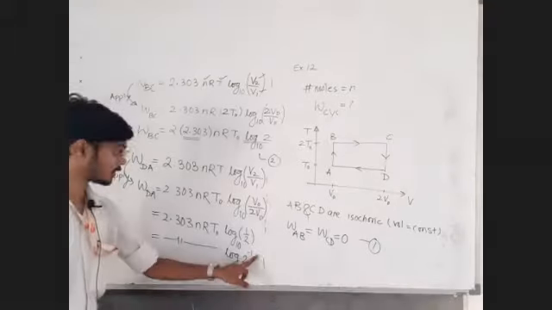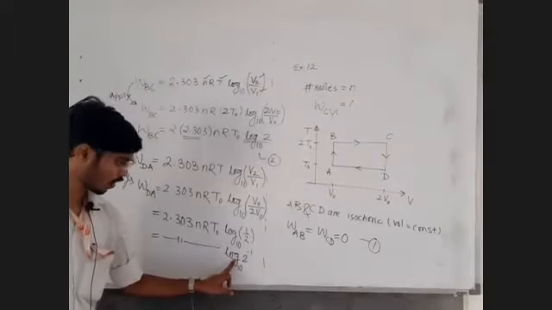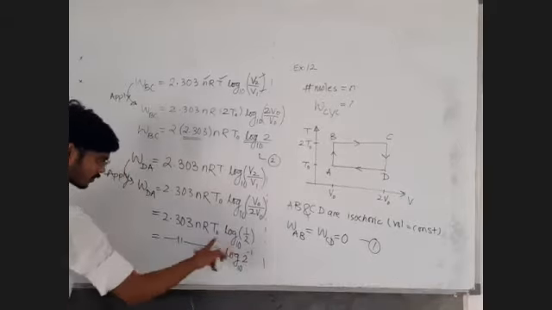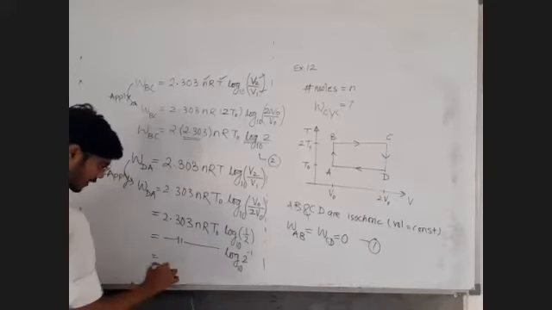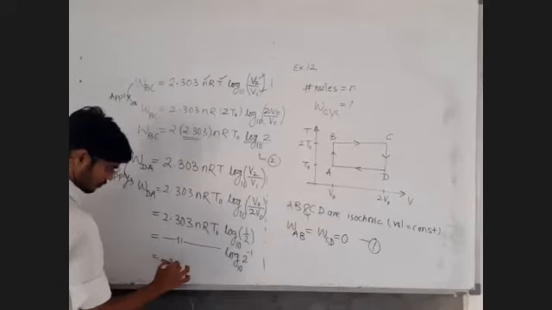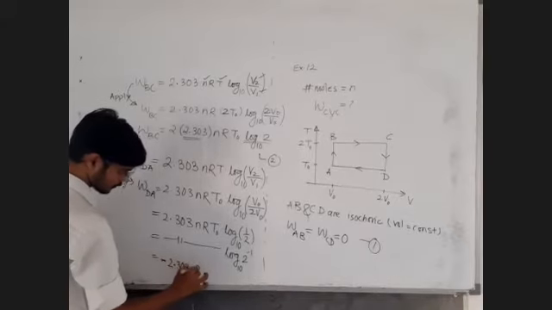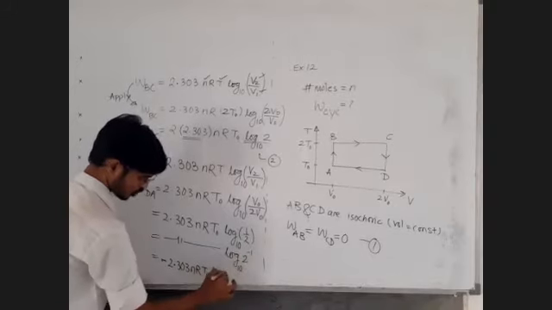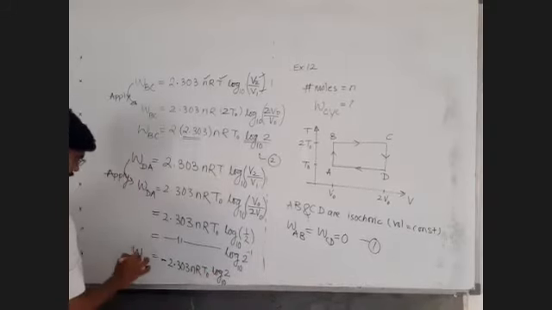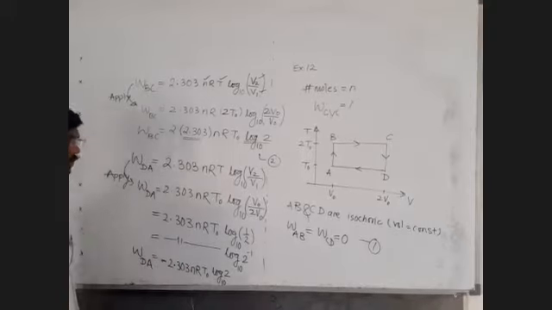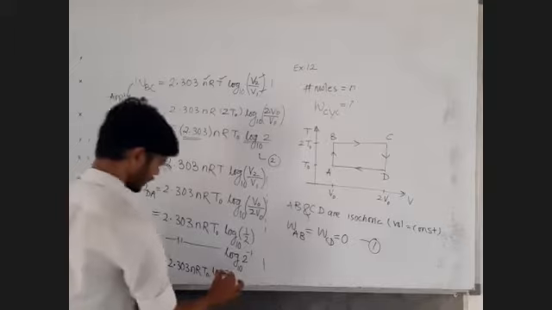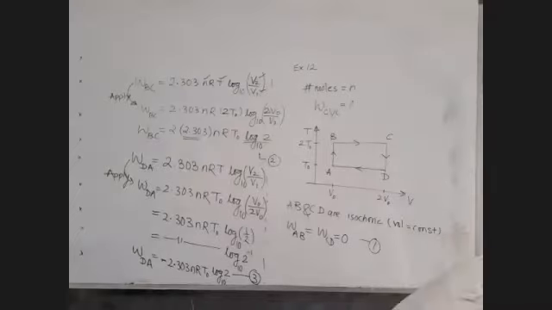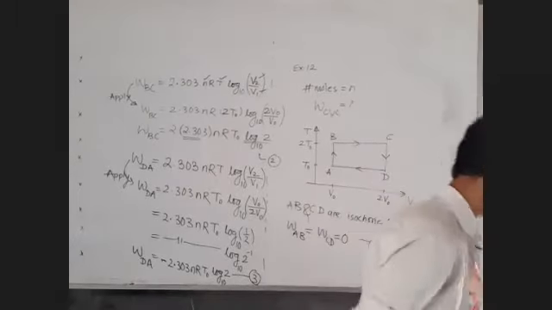Log of m raised to n is n log m. So this minus 1 can be brought out as a coefficient. So that minus 1 I am writing here: minus 2.303 nRT0 into log to the base 10 of 2. Okay, this is the work done in the process D to A. Call this equation number 3. Now everyone, let me know in the chat box, is this method clear to all of you?